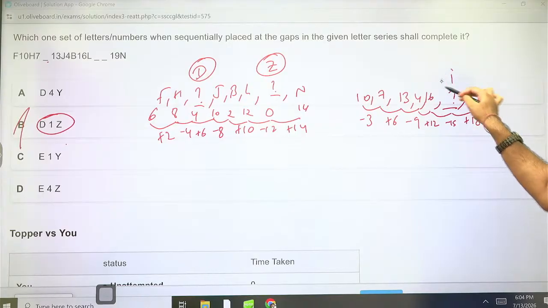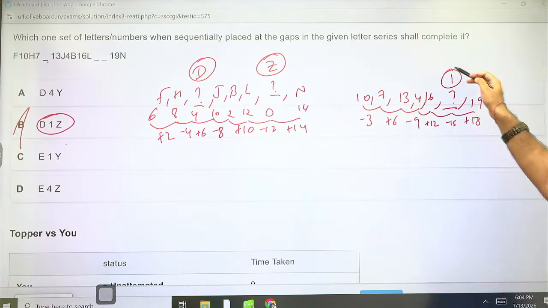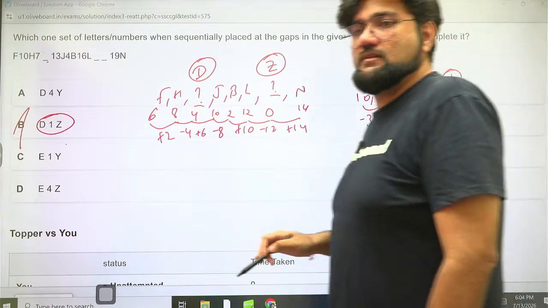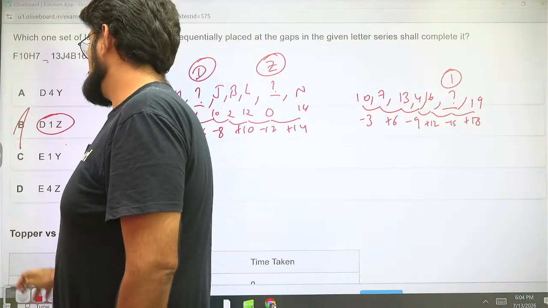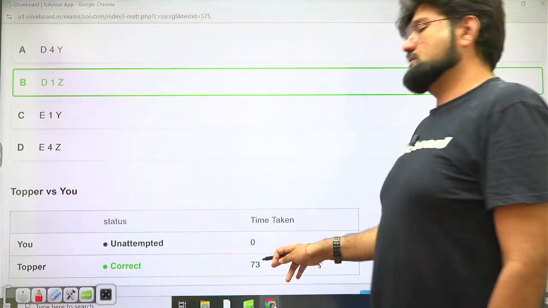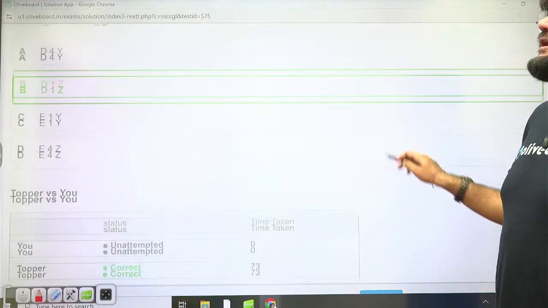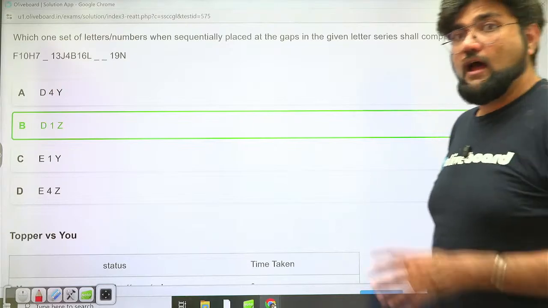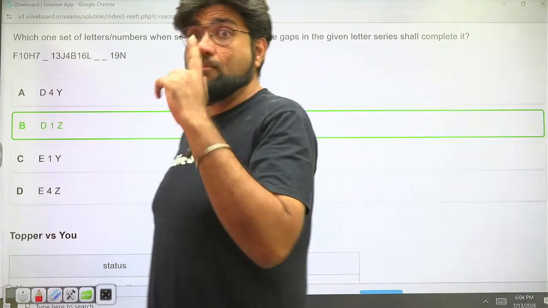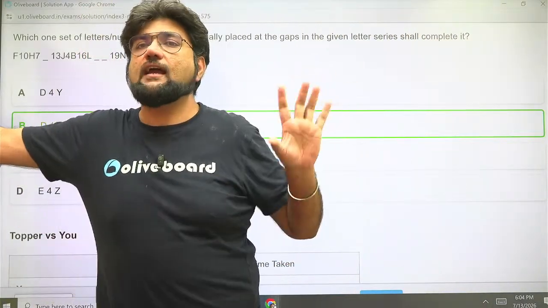So I'll get 1 here. 16 minus 15 and 1 plus 18. Okay. So D1Z, option B is the correct answer. Option B. 73 seconds. But it's not impossible. Okay. So now I would not say drop it completely, but drop it in the first cycle. In the first cycle, don't sit for this question.